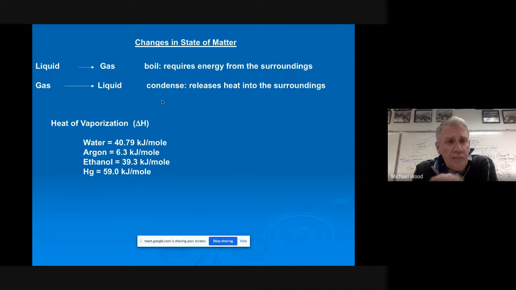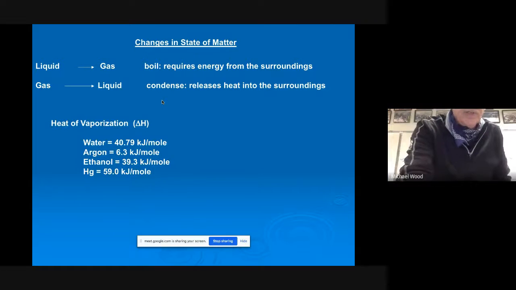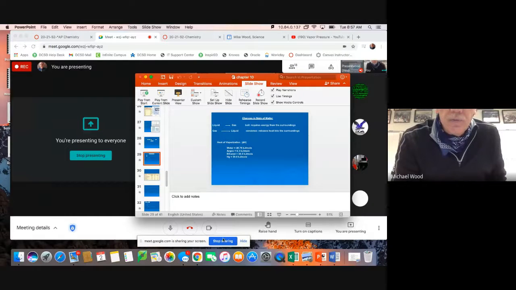Okay, I'm not going to make you memorize these heats of vaporization, but if we go back and look at these, this is the kind of thing we see in AP Chem. So we've got water, argon, ethanol, and mercury. So I'm going to minimize this and write on the board here.